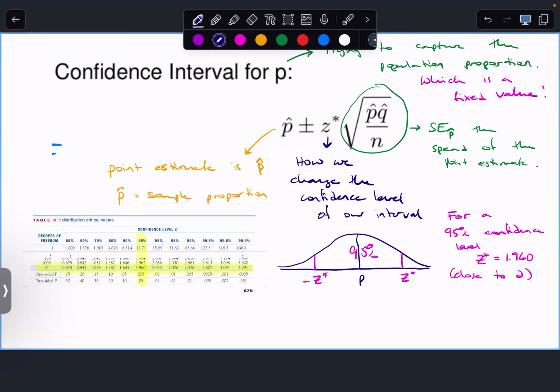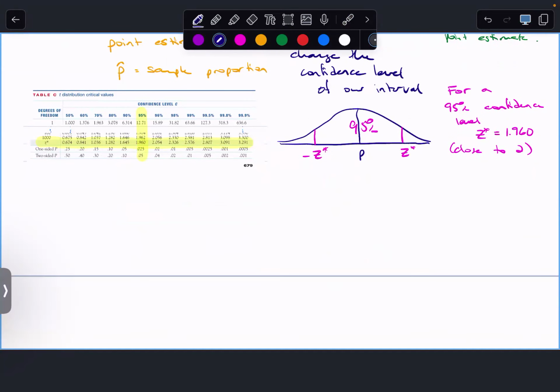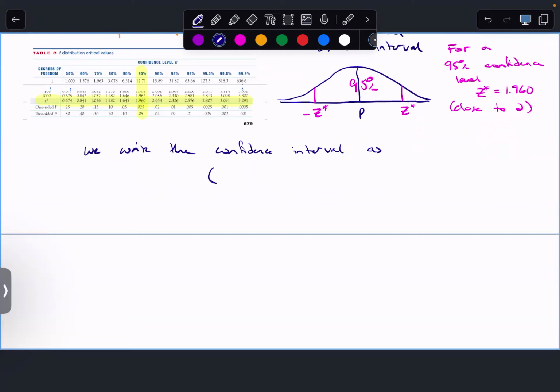We write the confidence interval as round bracket lower comma upper round bracket. Or if you prefer the math, p hat minus z star times the square root of p hat q hat over n, up to p hat plus z star times the square root of p hat q hat over n.